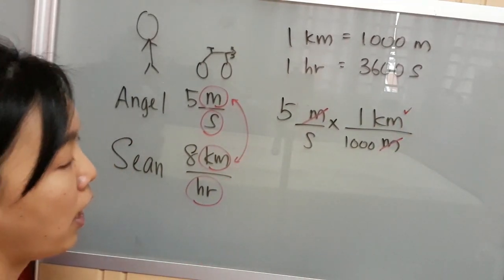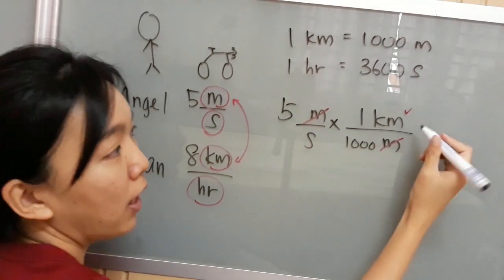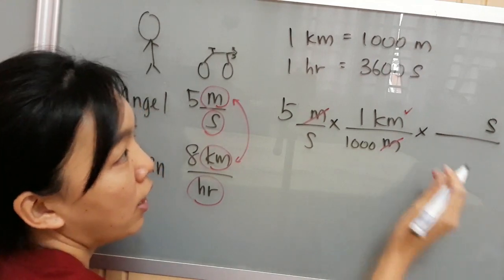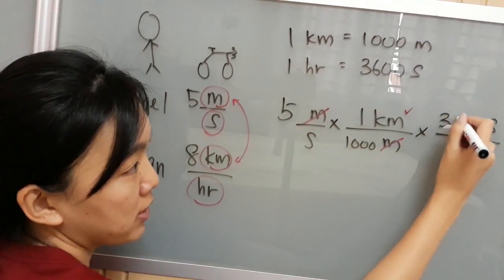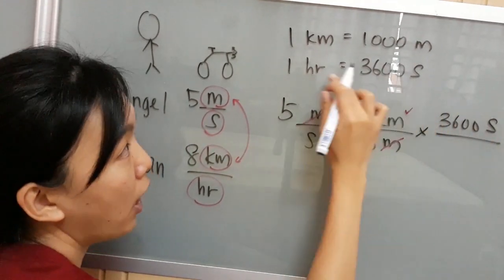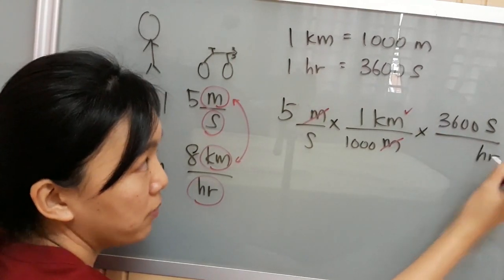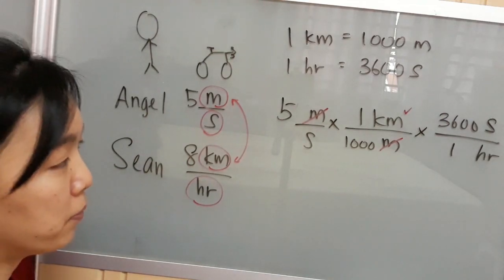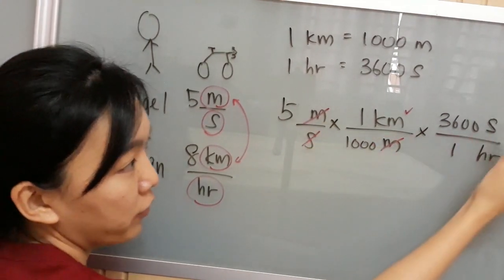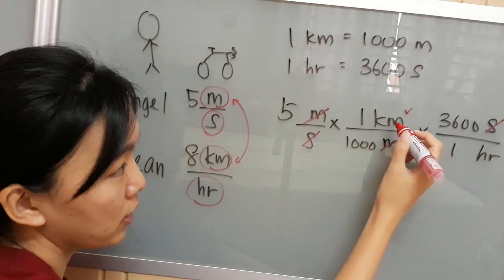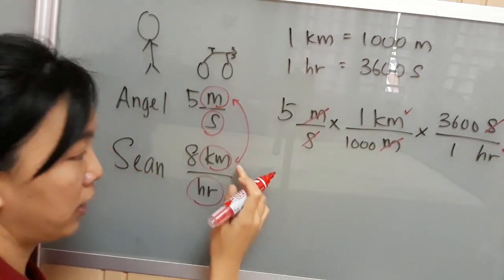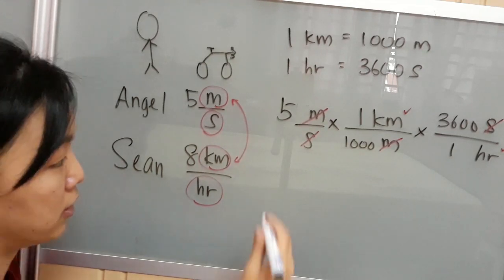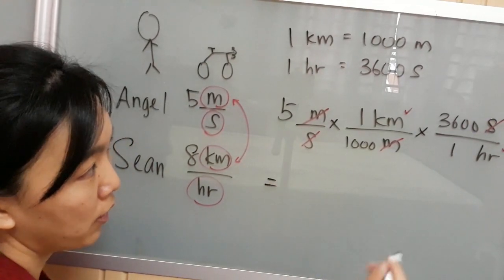Next, I have second at the bottom. I'm going to put seconds on top, 3600 on top. And then hour, I put it at the bottom, 1 here. Top, bottom, I can slash them off. What is left here is km and hour. Km and hour. Yes, this is the answer that we are very close to.